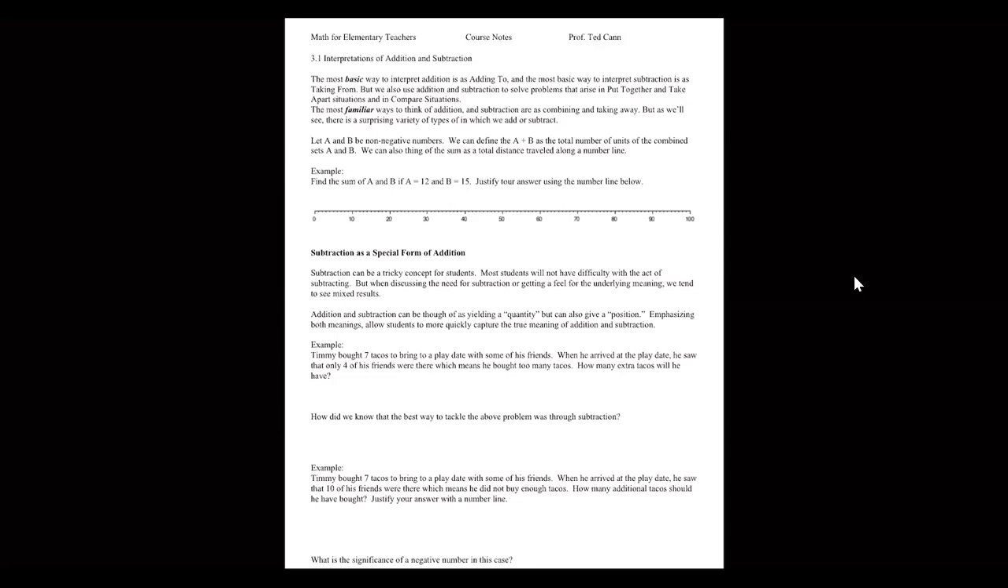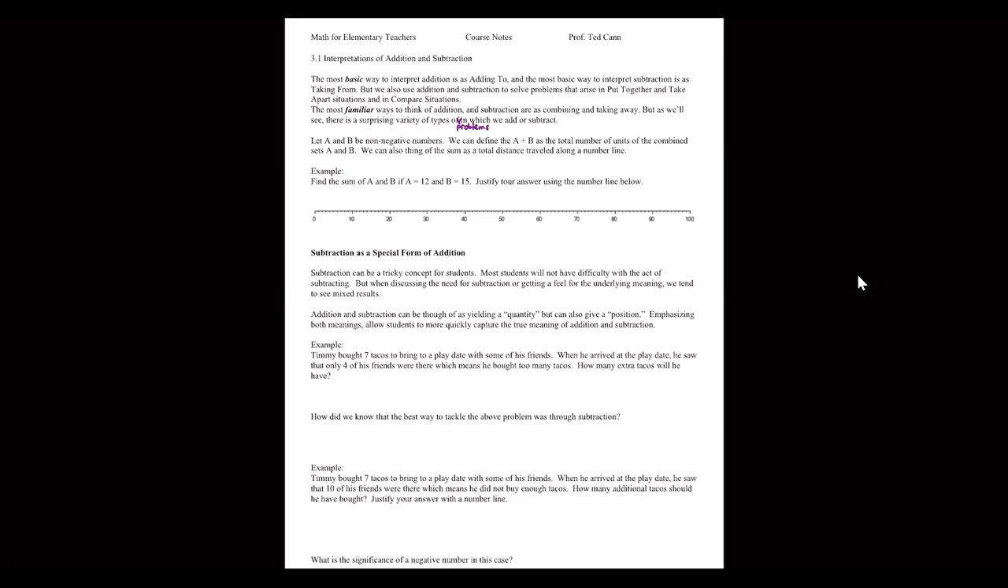So there's a nice typo for somebody. It's really types of problems in which we add or subtract. Yeah, that's probably the better adjustment.